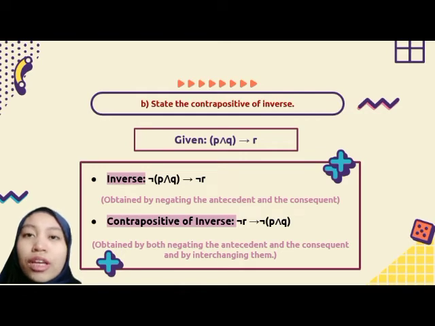The next question, B, state the contrapositive of the inverse. The given statement is P and Q implies R. To get the contrapositive of the inverse, we need to find the inverse of the statement first. So, the inverse is not (P and Q) implies not R, because it is obtained by negating the antecedent and the consequent. After getting the inverse, we can find the contrapositive of the inverse. It is obtained by negating both the antecedent and the consequent and by interchanging them. So, the contrapositive of the inverse is not R implies not (P and Q).